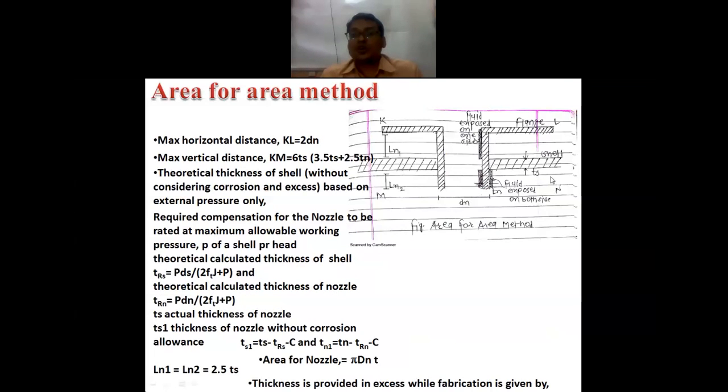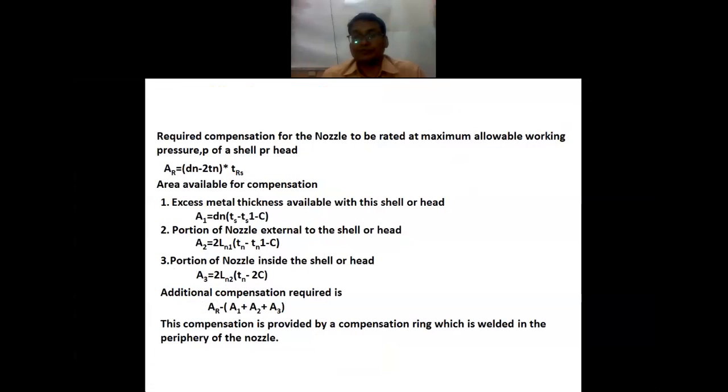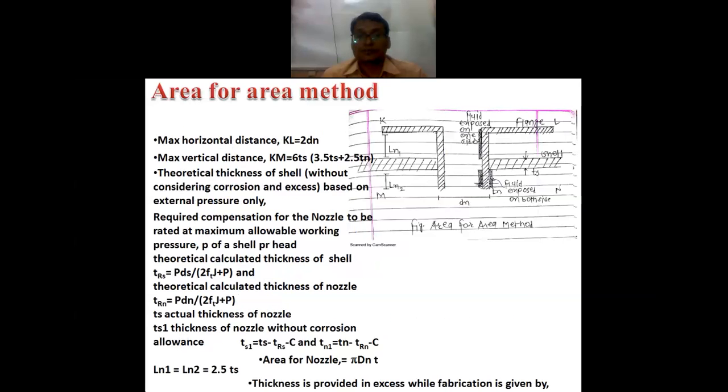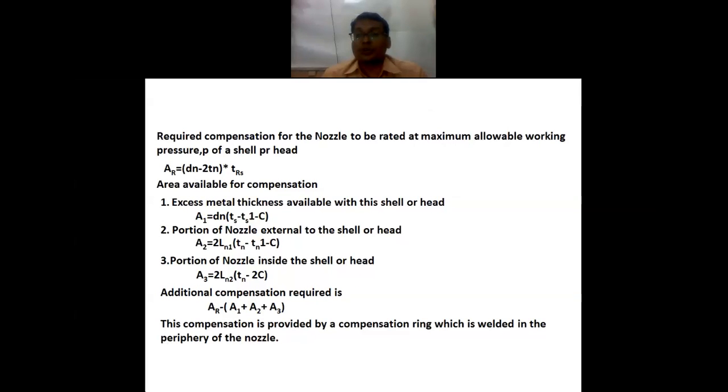So the actual hole available, the actual available hole for the fluid flow, is multiplied by the theoretically required shell thickness. This is the actual area for the compensation, that much amount of area that is actually removed, so area into thickness. Now the area already available in excess: the excess metal thickness available with the shell.